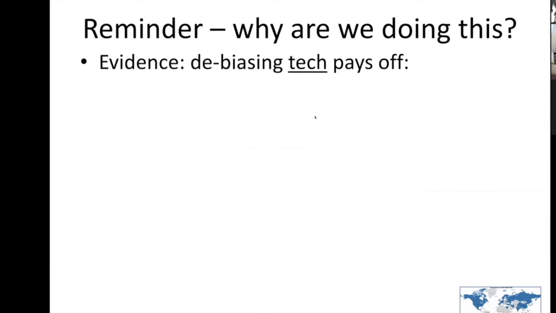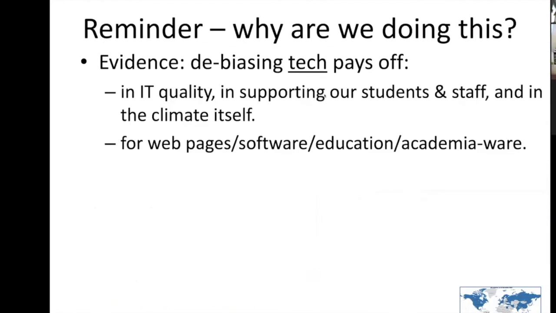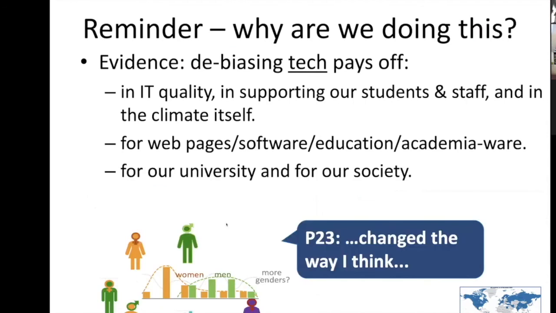There's lots of evidence that debiasing technology pays off. It pays off in tech quality. It pays off in supporting our students and our staff and our users, and even in the inclusivity climate itself. It pays off in web pages, software, education, academia, our university and our society. Here's what one person said when they started using GenderMag: it changed the way I think. Oh, pitter patter. I wish I had more quotes like that. Please give me quotes like that.